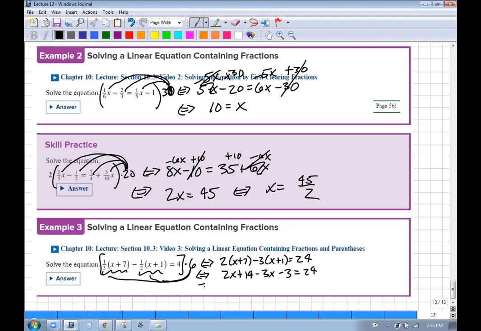All right, let's combine our like terms. 2x minus 3x is a negative x. 14 minus 3 is 11. Let's subtract 11 from both sides. Negative x equals 24 minus 11 is 13. Multiply both sides by minus 1. There you go.